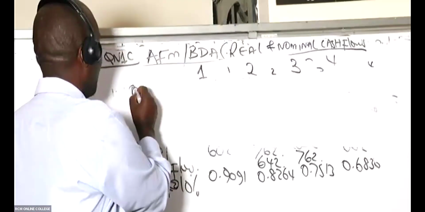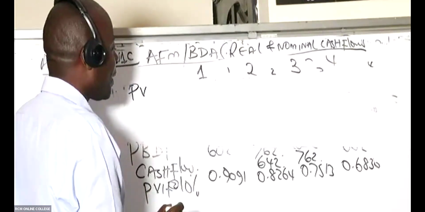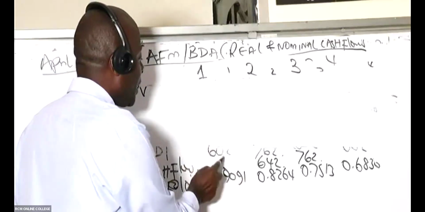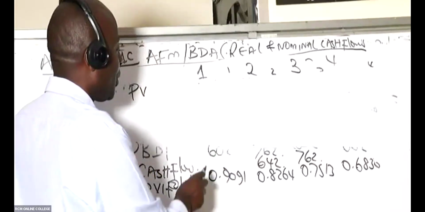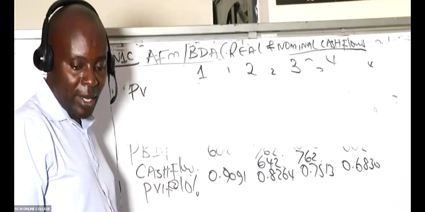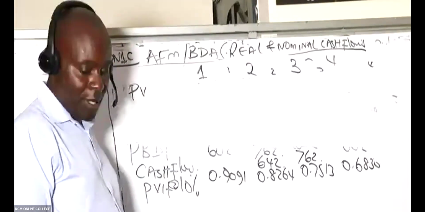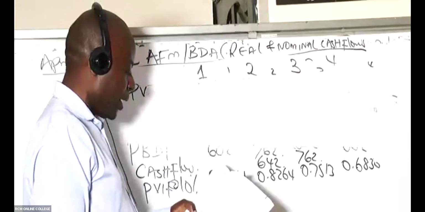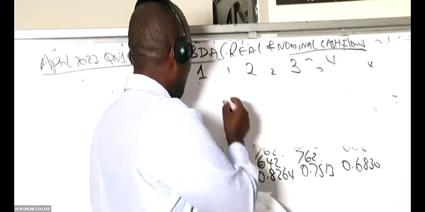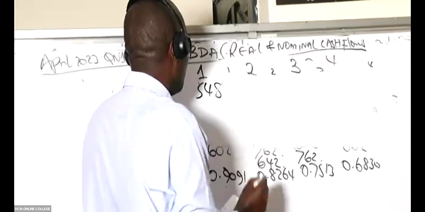Please give me the present values first. So present value, whole number, you are taking this times this. Please give me a number to write. 602 times 0.9091. There is a student who is telling me, Mwalimu, the first one should be 548.